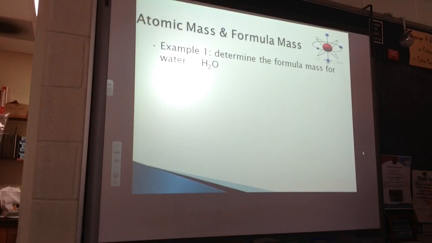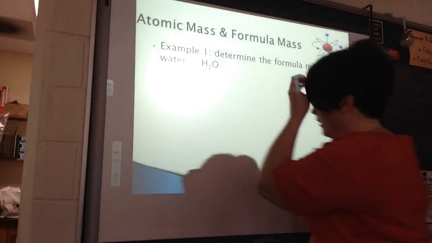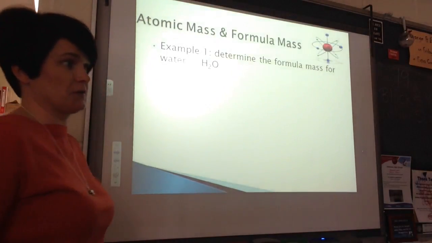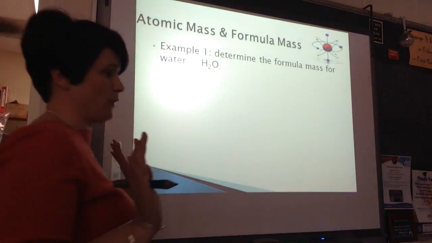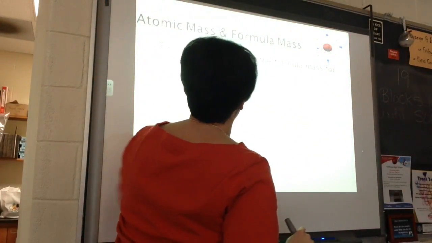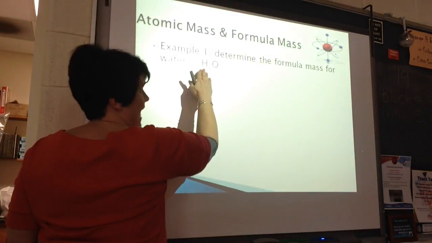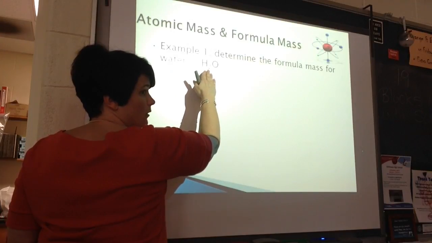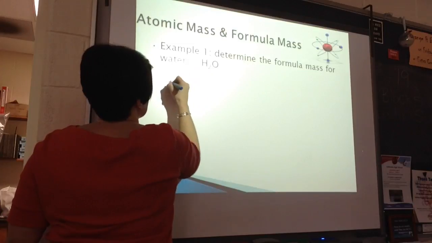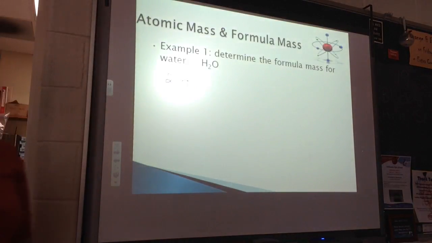Alright, here we go. Oh, Joe Blevins, coming for you. Listen, all's fair in chemistry and popsicle sticks. Okay? It's random pulling of popsicle sticks. Determine formula mass for water, H2O. How many hydrogen atoms are in one H2O? How many hydrogen atoms are in there? 2. 2 hydrogens.